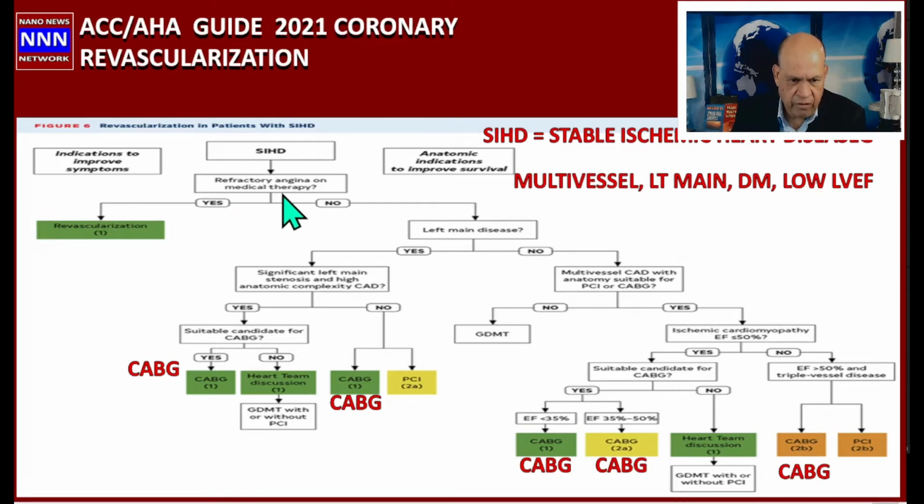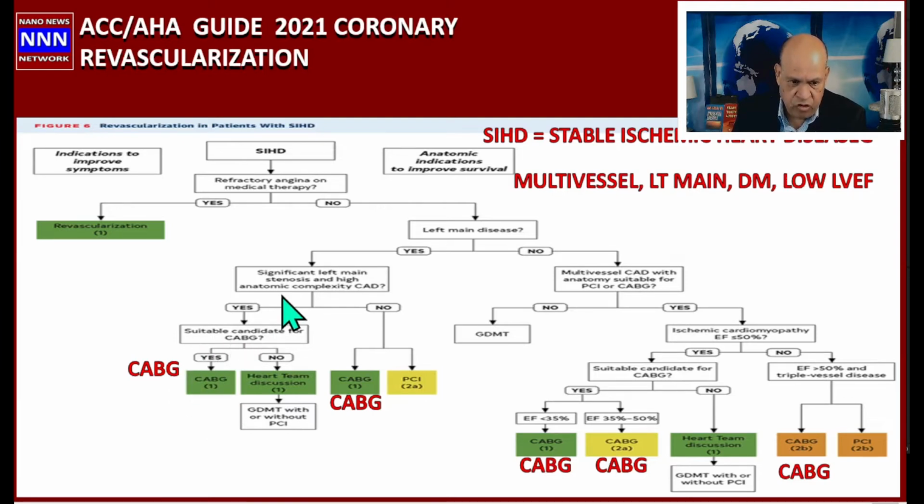If they are not having refractory angina on medical treatment, then we have to determine the coronary anatomy and the left ventricular function and the coexisting medical conditions to determine what is the optimal choice of treatment. If they have left main coronary artery disease, is the stenosis very complex? If the stenosis is suitable for coronary artery bypass surgery, then it is a class 1 indication for coronary artery bypass surgery.